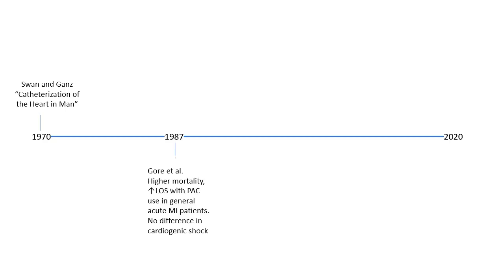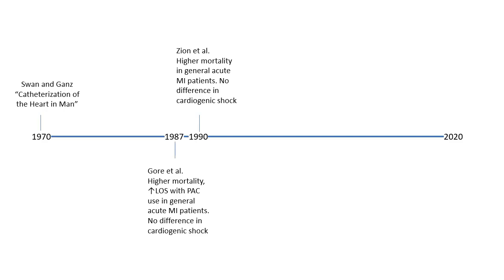Now, in 1987, Gore and colleagues published an observational study of what mortality and length of stay were for patients with acute myocardial infarction who got managed with a PA catheter versus those who didn't. What they found in their observational study was that there was higher mortality and length of stay when a PA catheter was used versus not. And in the subgroup who had cardiogenic shock, there was really no difference. Based on this study, as well as a subsequent one by Zion et al., which found the same thing, people were worried that maybe PA catheters are not so good.